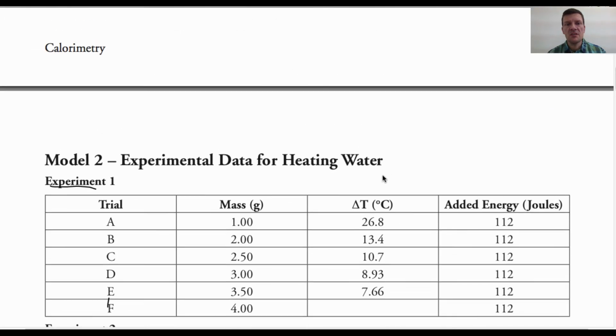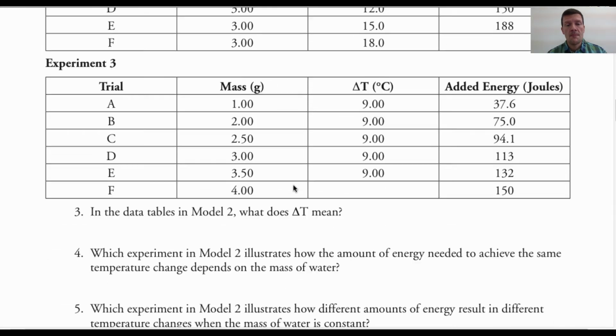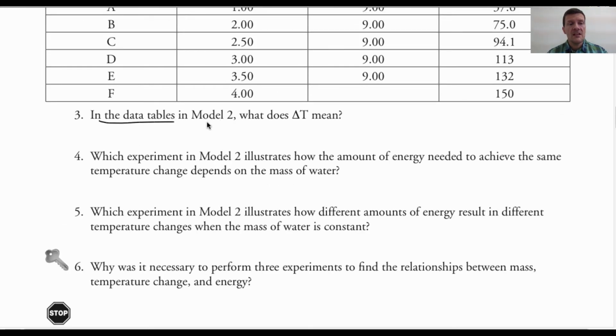So you'll notice what we did here. Remember what we're trying to do. We're trying to compare mass, change in temperature, and energy for a substance, and they're keeping one of them constant and seeing the relationship between the other two. In the data tables in Model 2, what does delta T mean? That stands for change in temperature. Okay?